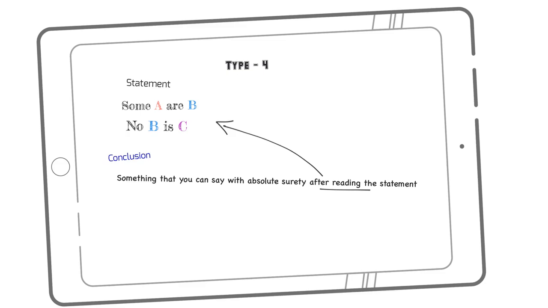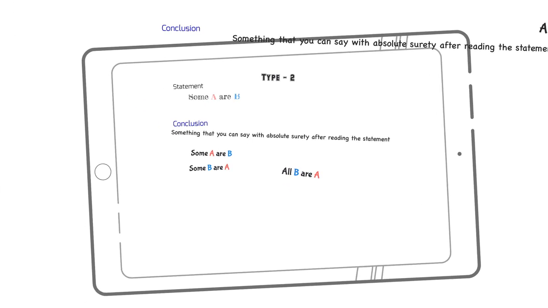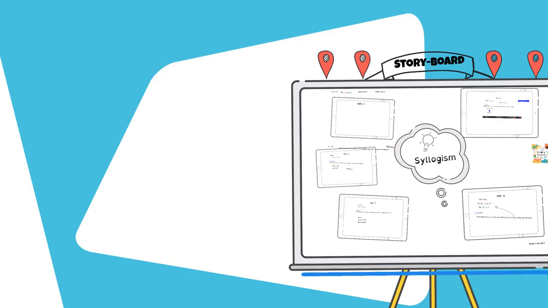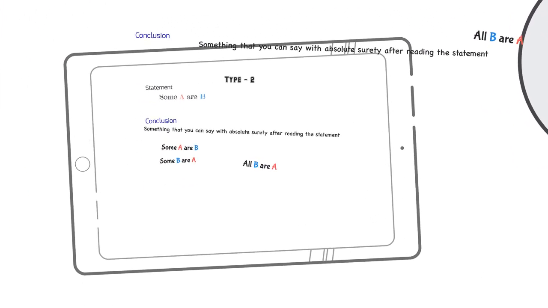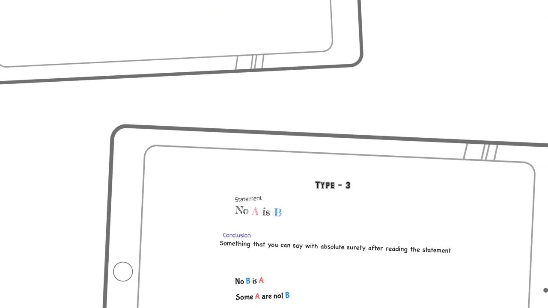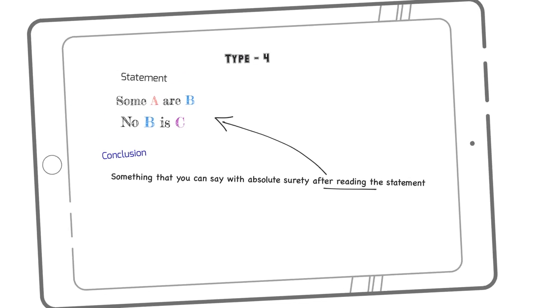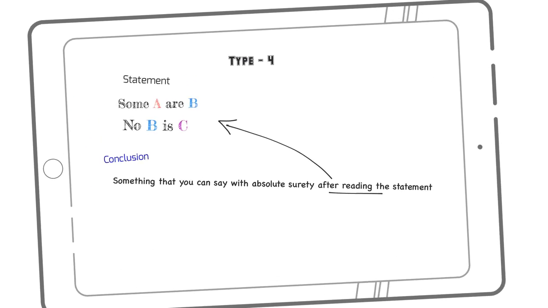If you observe this carefully, some A are B was my type 2, for which we already saw the conclusion. Some A are B means some B are A, and no A is B is my type 3, and we already know the conclusion for that as well. When I come to type 4, I am combining my type 2 along with type 3, and I get a type 4. So please remember it by this sequence.